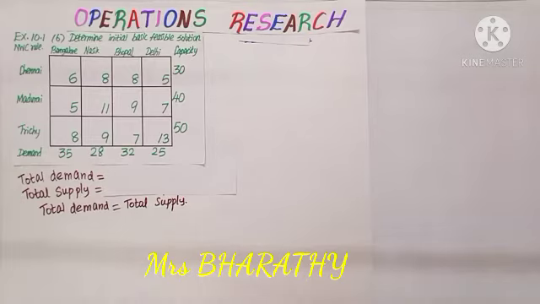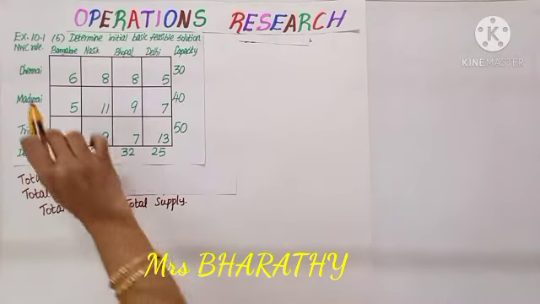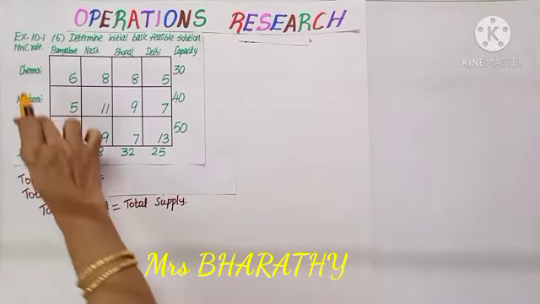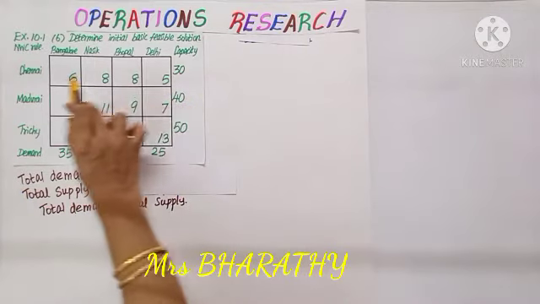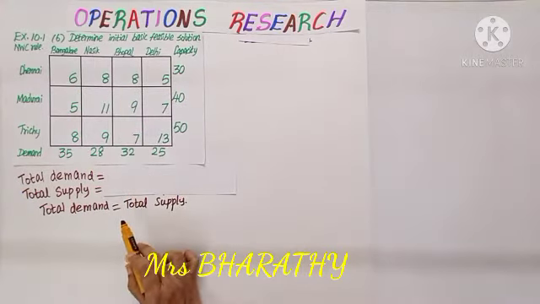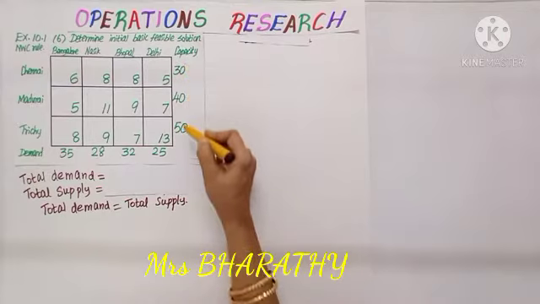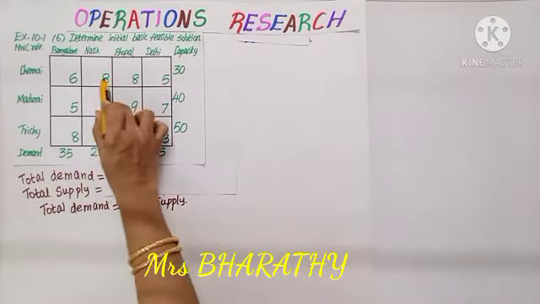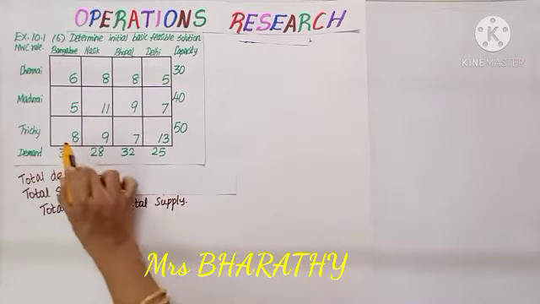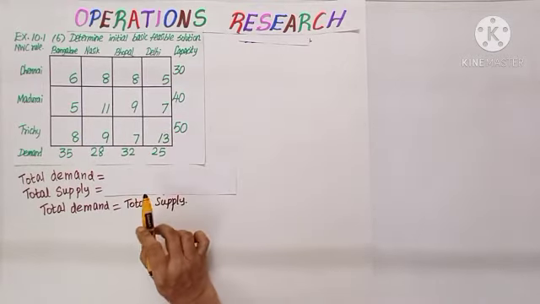Question number 6. Determine initial basic feasible solution using northwest corner rule. Given Chennai, Madurai, Trichy as sources, Bangalore, Nasik, Bhopal, Delhi as destinations. The capacity is given here and the demand is mentioned here. The numbers in the cells represent cost per unit transportation.